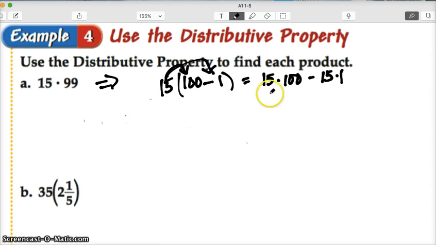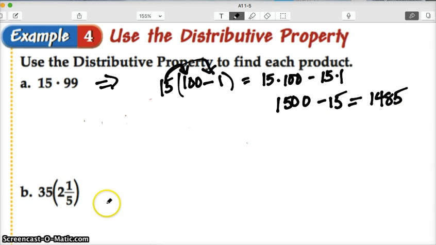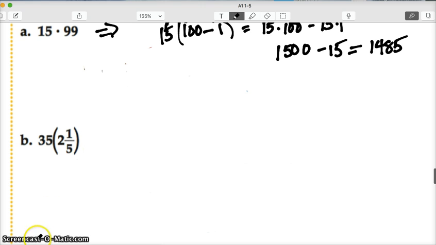Instead of doing long multiplication over there, I can say, oh, well, I know that 15 times 100 is 150. Just kidding, 1,500. And I also know that 15 times 1 is 15. And so now I can maybe more easily subtract 15 from 1500, and when I do that, I get 1485, and that's my final answer. Not too bad.